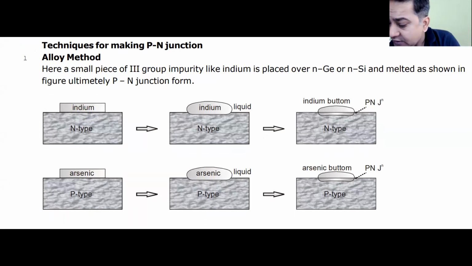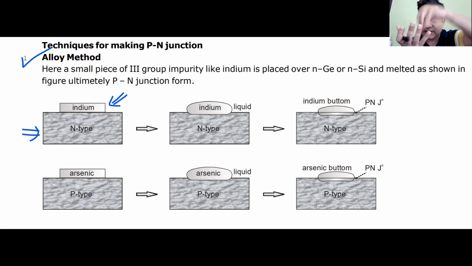The first method, as you can see, is the alloy method. In this, you have an N-type semiconductor, and on top of that you put something, you melt it, and you get a P-N junction. That is known as the alloy method. You have an N-type or a P-type, you put the other type on top of it and melt it. You call it the alloy method. Do you understand this? Sir, repeat, sir. Right? You have an N-type, you put a small P-type on top of it and melt it, you have a P-N junction. We understand this? Yes, sir. That is known as the alloy method of creating a P-N junction.